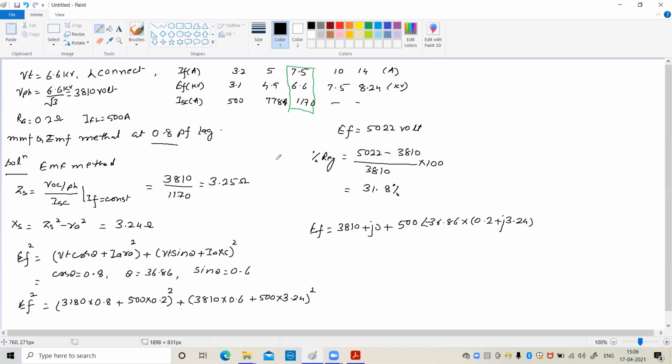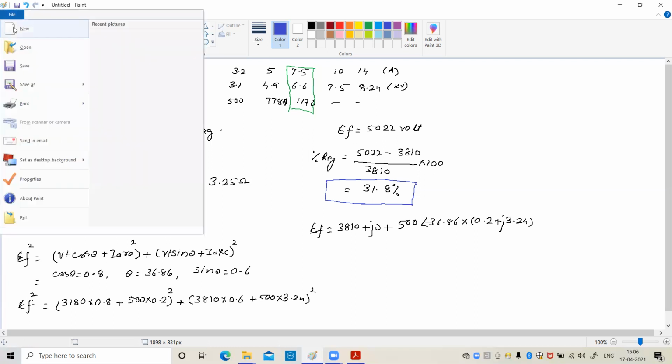So this is the EMF method. The value found by the EMF method is always greater than the actual value of the regulation, and hence this method is called a pessimistic method. Now remember, the voltage regulation of the given alternator by the EMF method is 31.8%. Now we will check the second method, the MMF method.